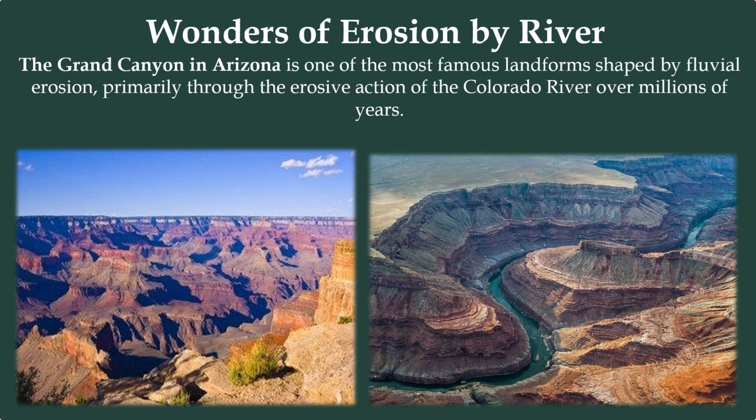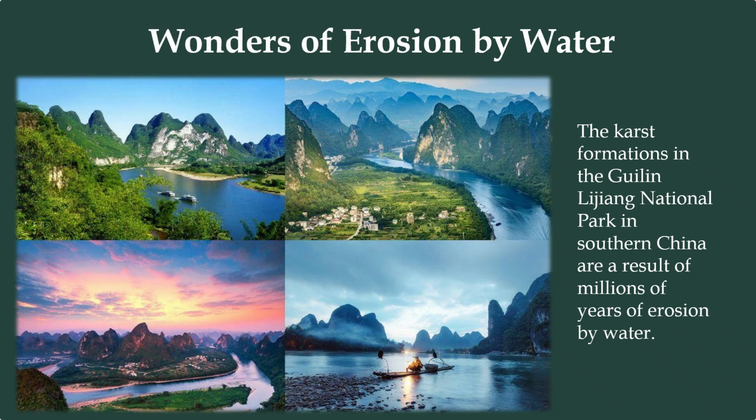The Grand Canyon in Arizona is one of the most famous landforms shaped by fluvial erosion, primarily through the erosive action of the Colorado River over millions of years. The karst formation in the Guilin Lijiang National Park in southern China are a result of millions of years of erosion by water.